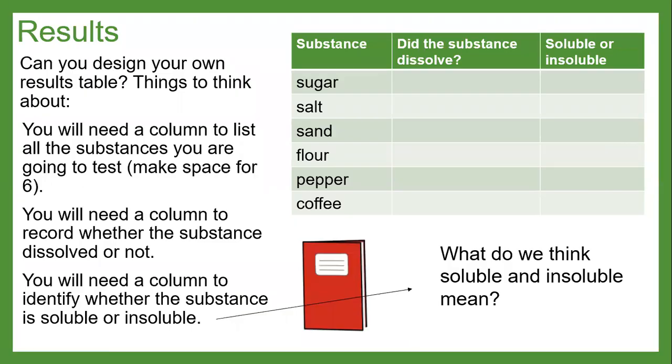You will need a table to record your results. You'll need a column to list all the substances you are going to test and make space for 6. So on the table you can see sugar, salt, sand, flour, pepper, and coffee. You'll need a column to record whether the substance dissolved or not. And you'll need a column to identify whether the substance is soluble or insoluble. You can pause the video here to create your table.